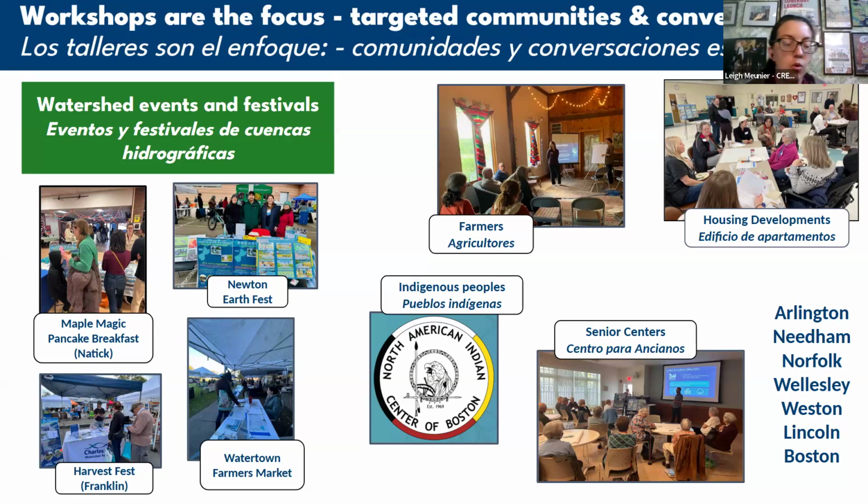As mentioned, the workshops are the focus, but we have also been out at watershed events and festivals. On the left are some of those examples: in Natick at the Maple Magic Pancake Breakfast, and Newton Earth Fest. Those are places we've returned to over and over again, because they've been great places to reconnect with the same communities. It's really important in community engagement to return as often as is feasible, to build relationships and trust and let people see you over and over again. And then new opportunities: this past year, we went to Harvest Fest in Franklin, and we are also seeing some more low-key opportunities for tabling at farmers markets.